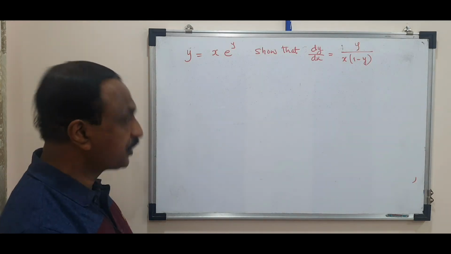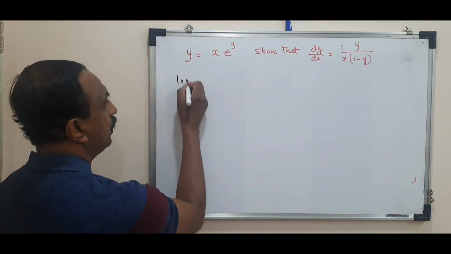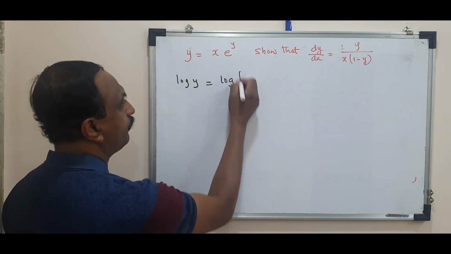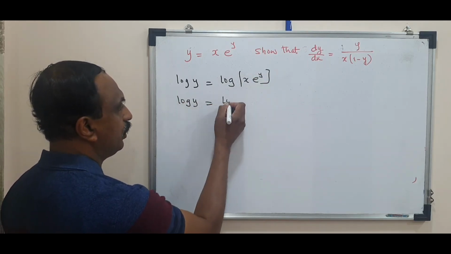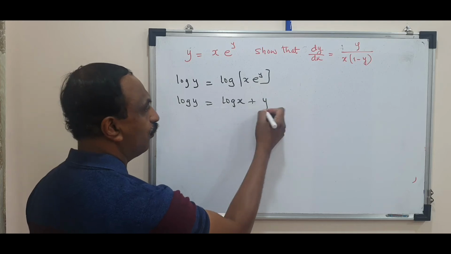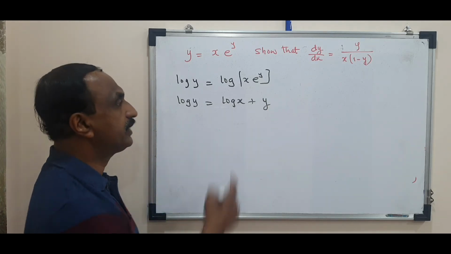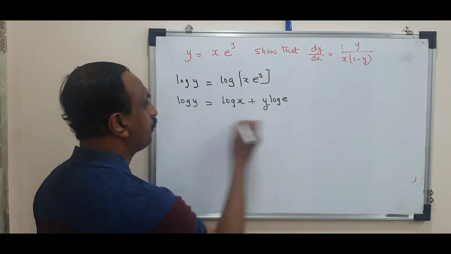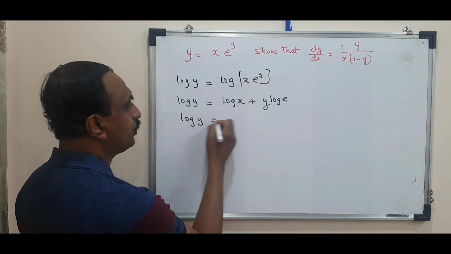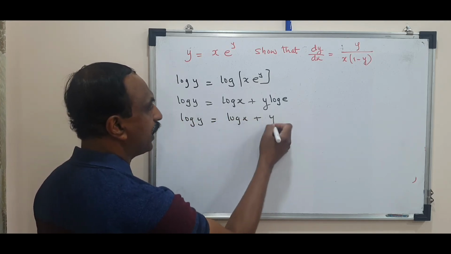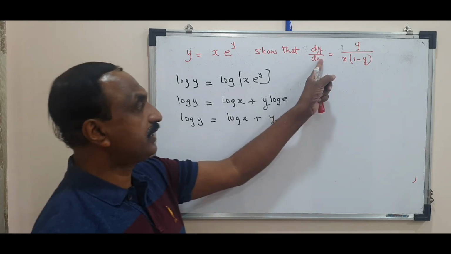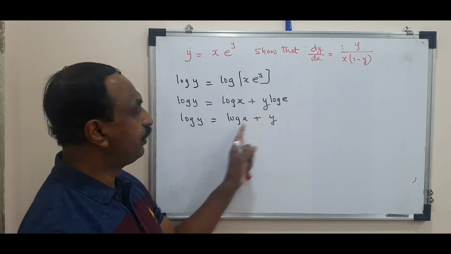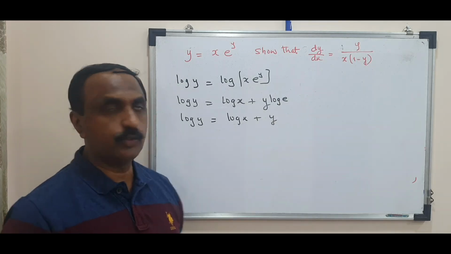So what I'll do is, first I will take log. Log y is equal to log of x e raised to y. So log y is equal to log x plus y log e. Log e is 1. So log y is equal to log x plus y. Now here every term is in addition. There's no product there. So if I take the derivative directly, I will not have log in the answer and I naturally will come to this as the answer.